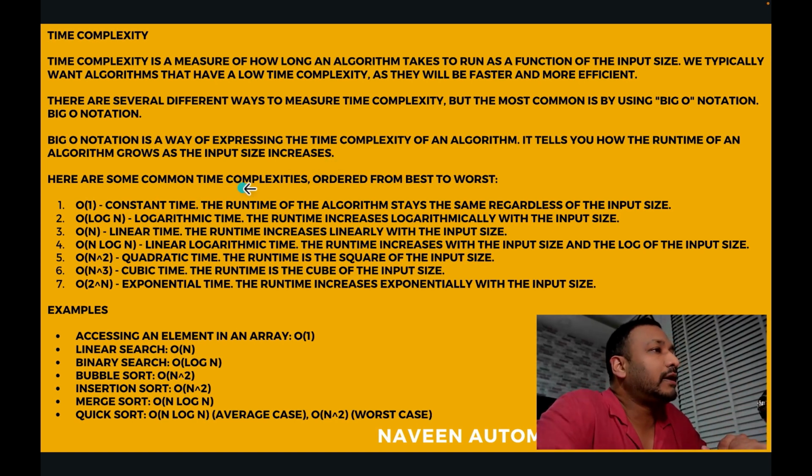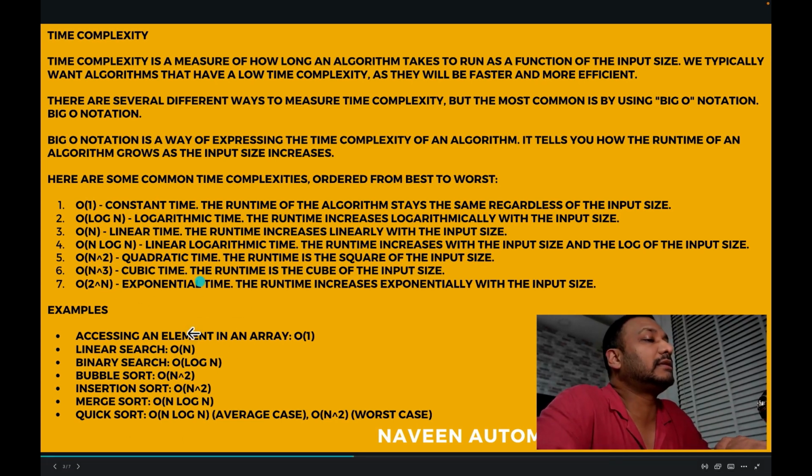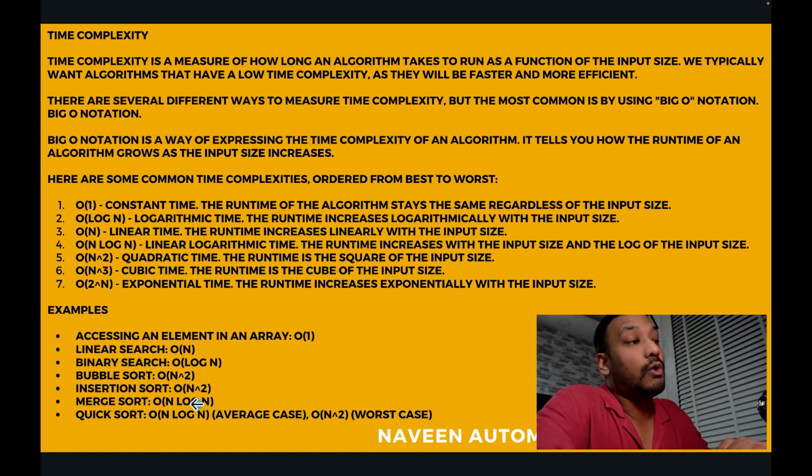So here are some common time complexities ordered from best to worst. O(1) is constant time: the runtime of the algorithm stays the same regardless of the input size. In today's session, we are going to talk about O(1). Later on, we will see O(n), O(log n), O(n square), O(n cube), O(2^n) and everything. We will also see some other good examples, like linear search, binary search, bubble sort, and merge sort, which will give you O(n log n). Binary search will give you a time complexity of O(log n). But today we are going to talk about big O of 1.